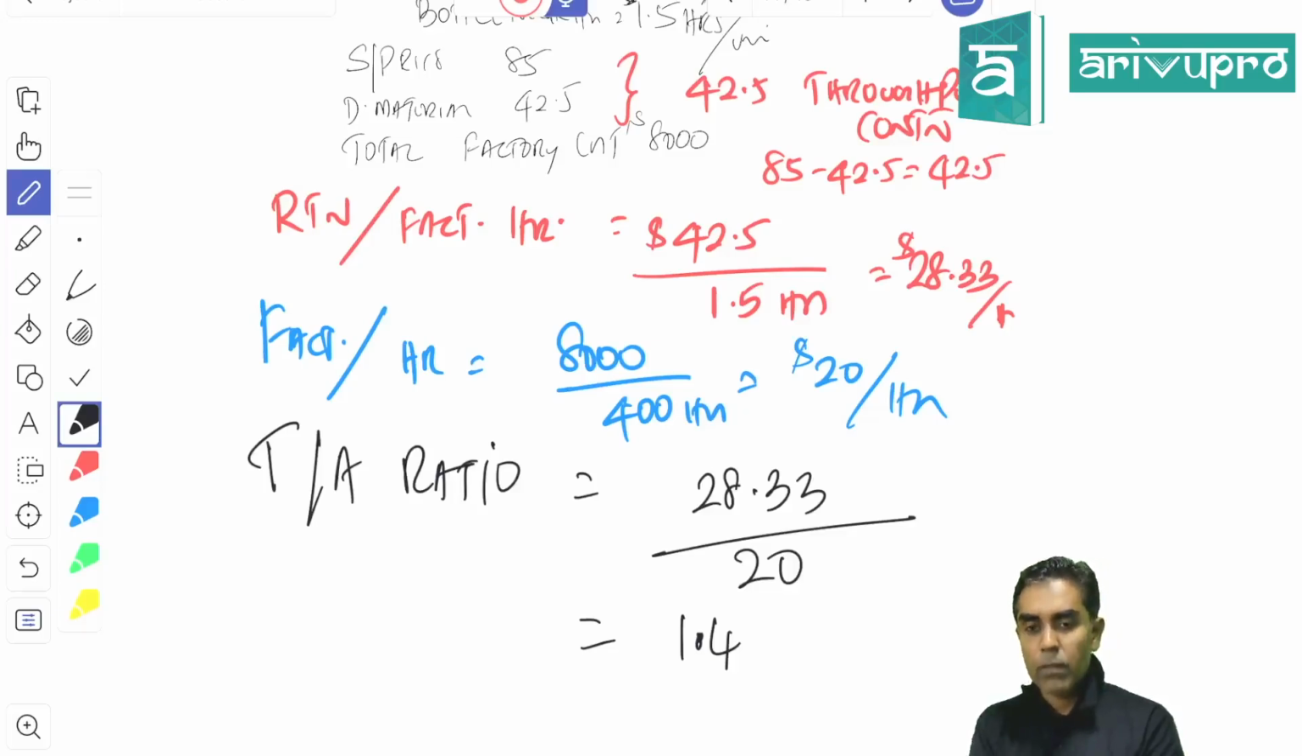1.4, which is within the bracket, which is more than 1. Then you can continue. In other words, product throughput contribution is more than what? Factory cost. More than factory cost.